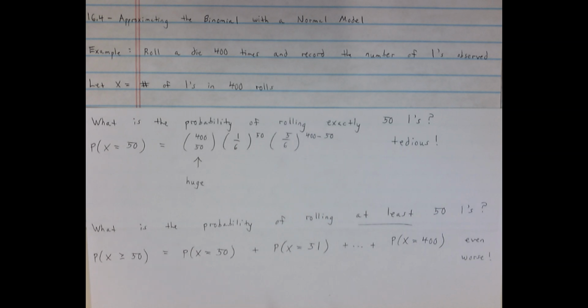And if we consider the question, what is the probability of rolling at least 50 ones, it's even worse, because now we'd have to calculate the probability that X is 50 and add the probability that X is 51 and so on up to the probability that X equals 400.